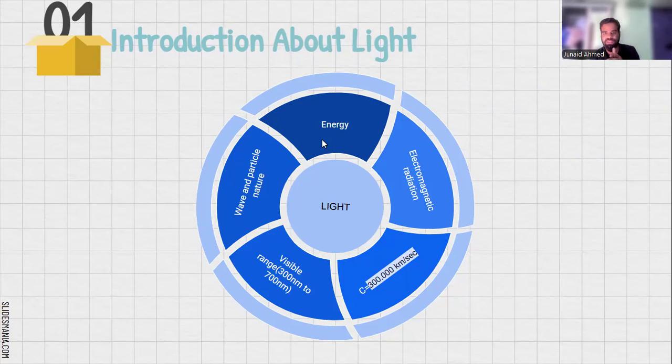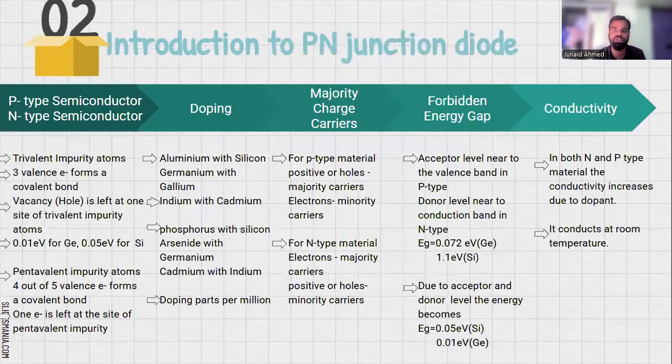Energy, according to Max Planck's concept of quantization of energy. Light carries energy as well as momentum. E is equal to h nu, where E is the energy of the incident photon, h is Planck's constant, and nu is the frequency of the incident radiation. Frequency means oscillations per second. Frequency is inversely proportional to wavelength, so shorter wavelength means higher frequency. So this is all about the introduction.